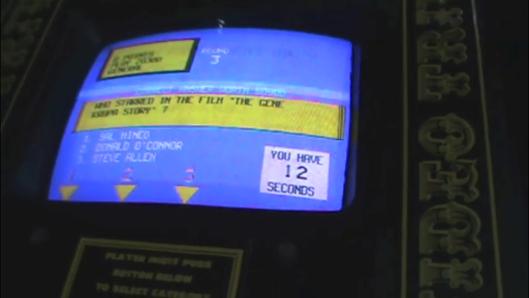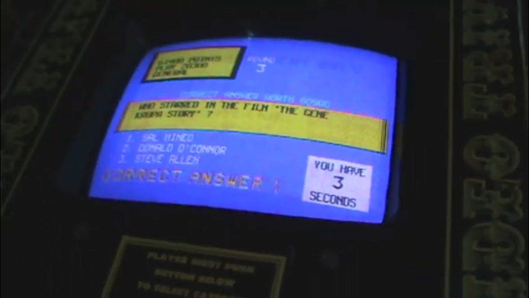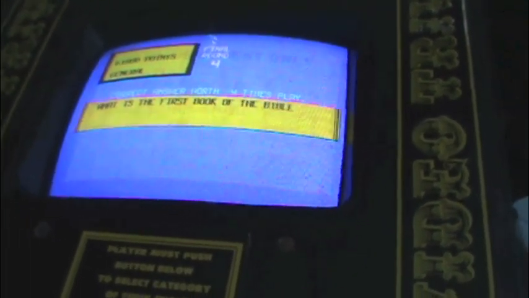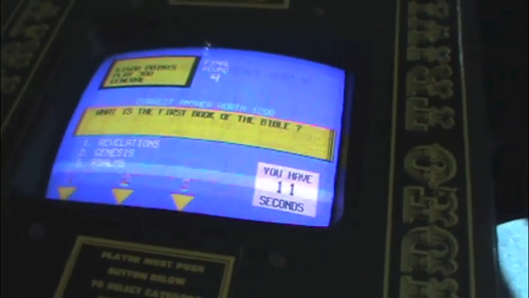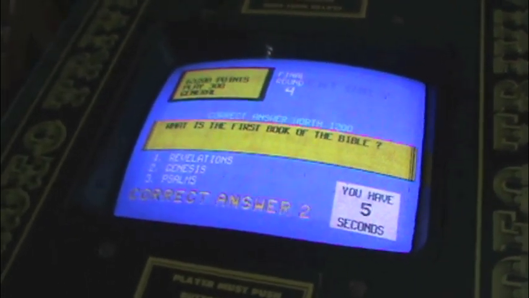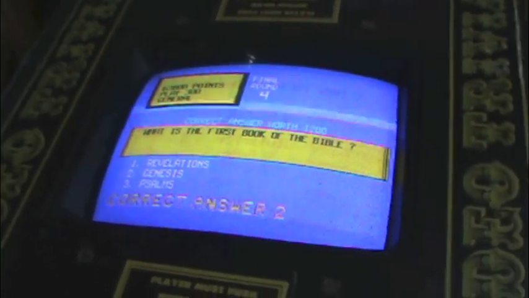I actually know who Gene Krupa is. He's a famous drummer. But I don't know who played him. Let's try Sal Mineo. I have 61,000 points. What is the first book of the Bible? Oh, I know that one. Oops. It's actually Genesis. 6,300 points.